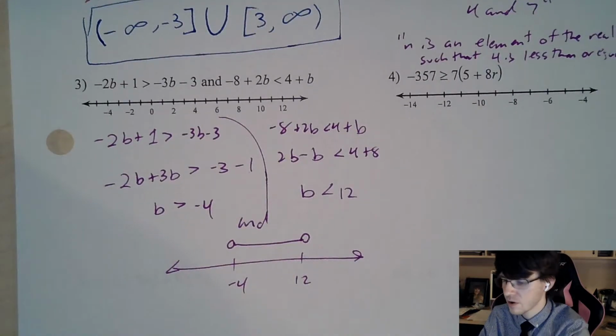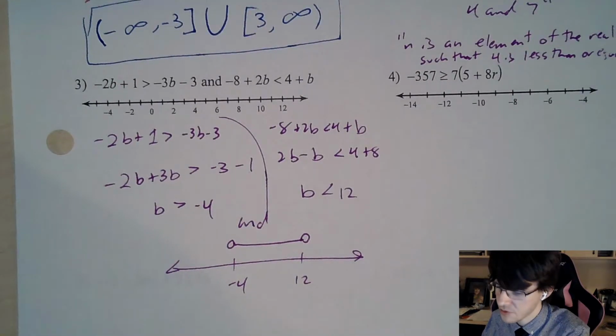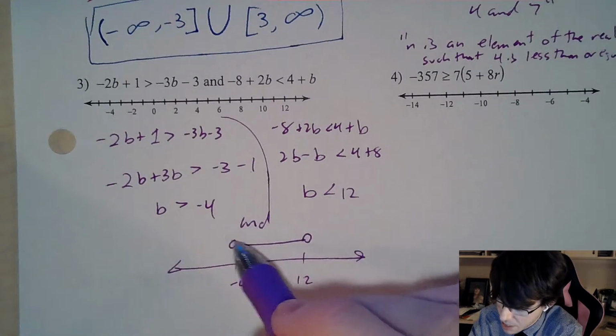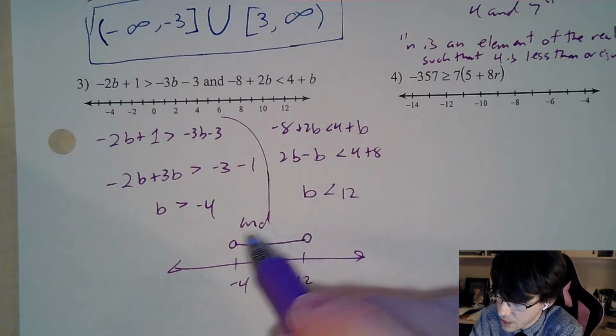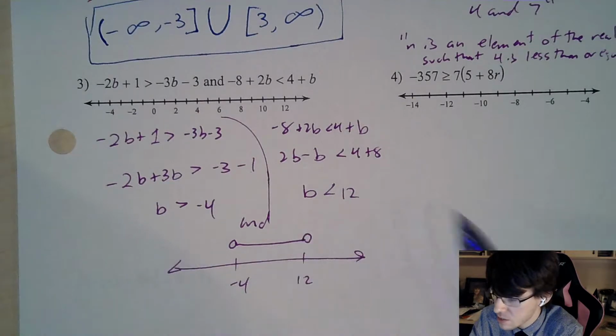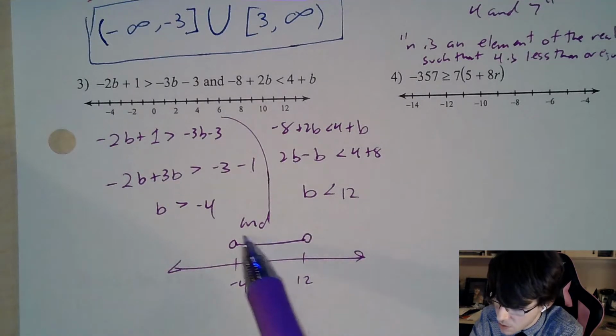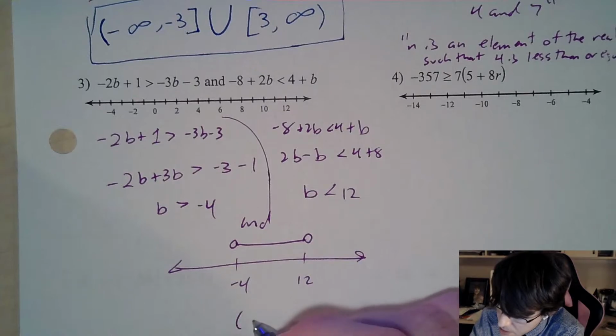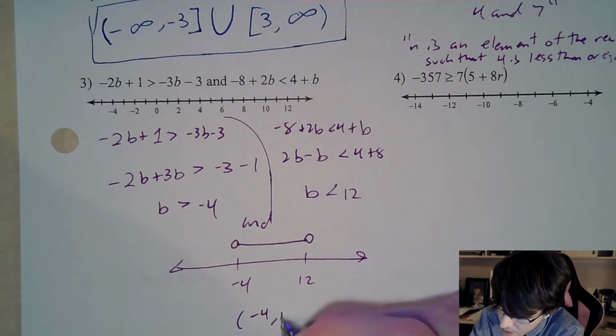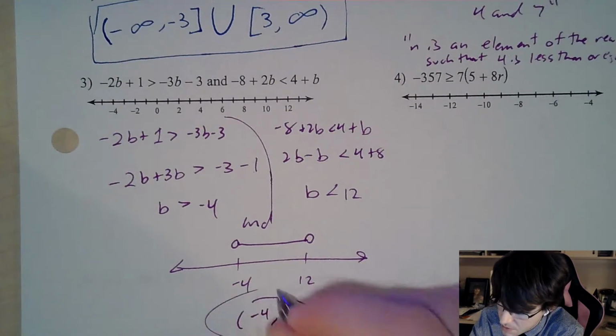And now for our actual interval notation answer, again, we're only graphing the section that we answered. So we've only answered right here. There's no negative infinities or positive infinities in this question. It's only this little tiny part right here, which means it's only our little tiny answer, -4 to 12. And that's it.